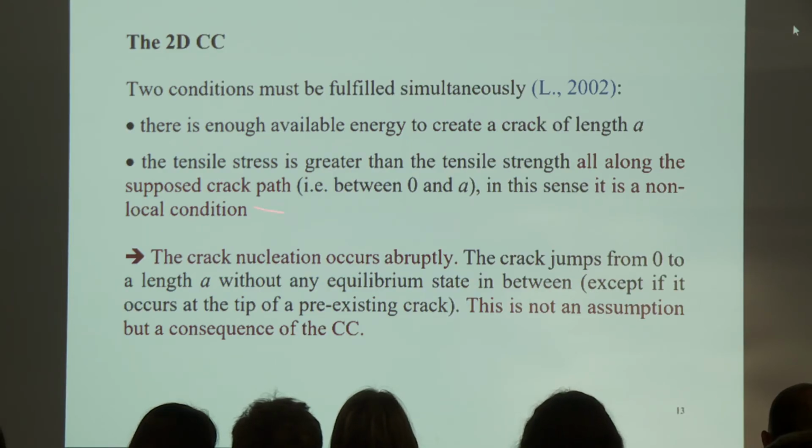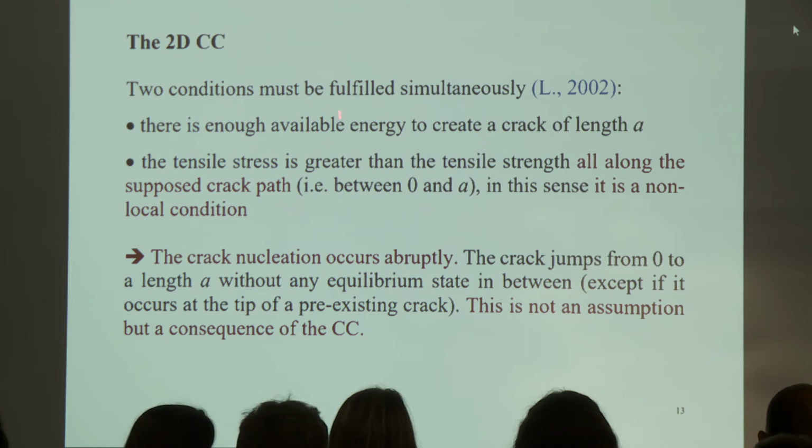So the coupled criterion states that two conditions must be fulfilled simultaneously. First, there is enough energy available to create a crack of length A, and the tensile stress is greater than the tensile strength all along the supposed crack path. It means between 0 and A. The A is the crack length observed after the initiation. It is a non-local condition.